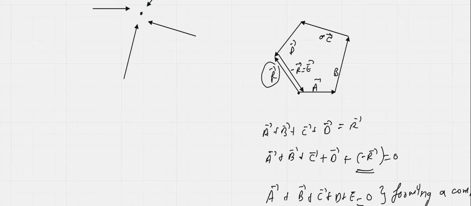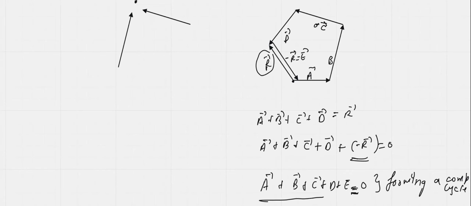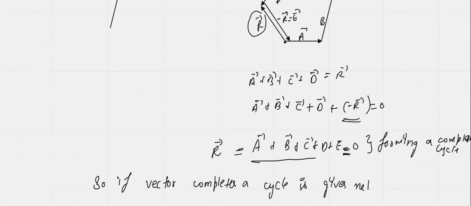Complete cycle. And you know what? The summation of all gives me the resultant. What is the net effect? The net effect comes out as 0. So if vectors complete a cycle, it gives net effect 0. The effect of the resultant is equal to 0.